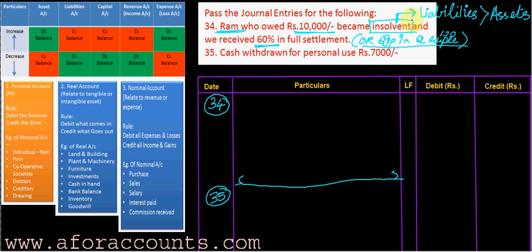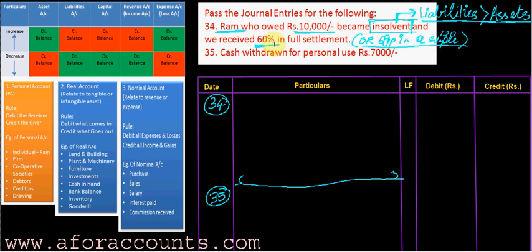What do you mean by insolvent? When your liabilities are more than your assets, when you have to pay more than what you actually have, that is a condition when a person becomes insolvent, in a position where he cannot pay off his debts fully. So Ram, who owes rupees 10,000, became insolvent and we received 60% in full settlement. Due to insolvency, we cannot receive the full 100%. We are receiving 60%. So let's pass the journal entry.